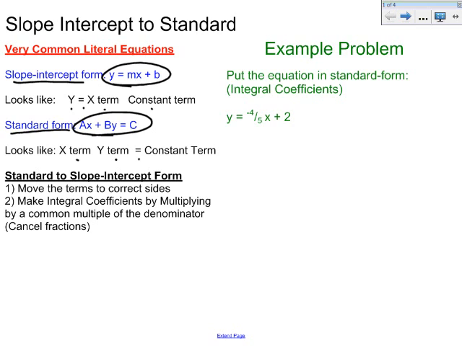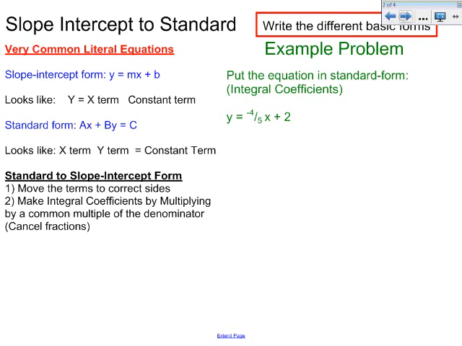Now standard form is ax plus by equals c, but again at this time you need to know x term, y term, equals, constant term. So before you start this problem, it's important to write down these different forms. These must be memorized, so the more times you write them, the more likely you'll remember them.